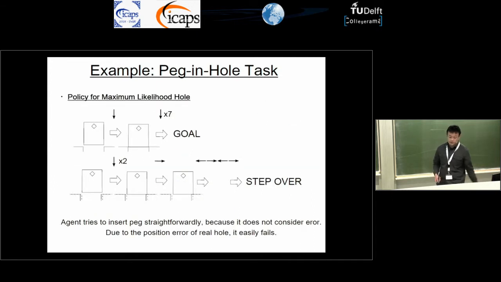This slide shows a policy for the maximum likelihood model. The agent tries to insert the peg straightforwardly because it does not consider the error. Due to the position error of the real hole, it easily fails.